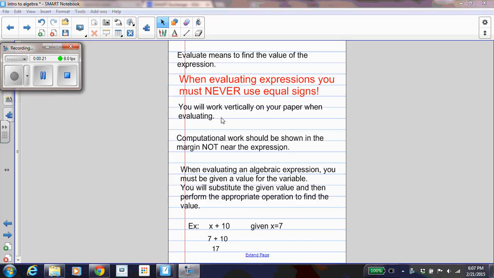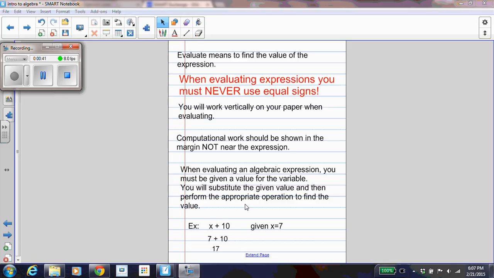I always want you to work vertically on your paper when evaluating, and I have the fake paper here for you. Any computational work needs to be shown in the margin. Now you can see I have a little tiny margin here, so I'll probably be going to the side, just offset from the expression work, which is important.